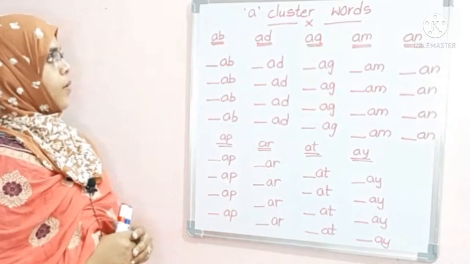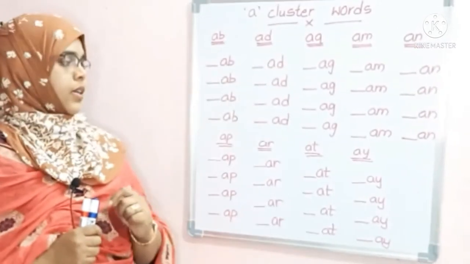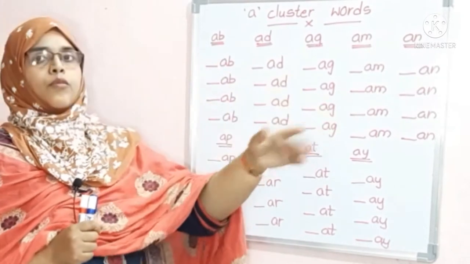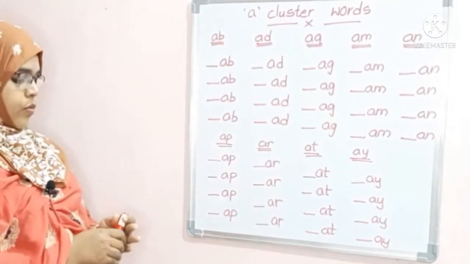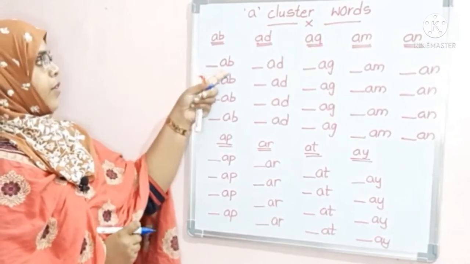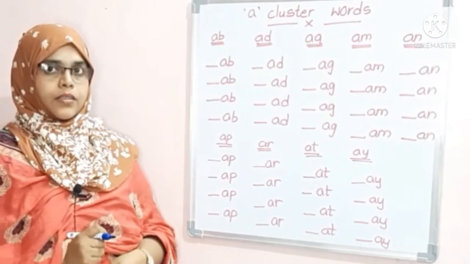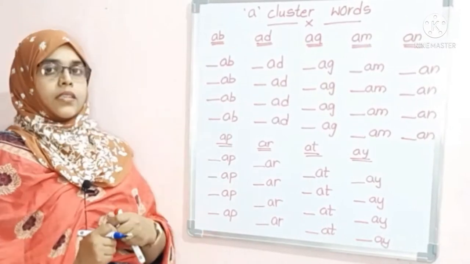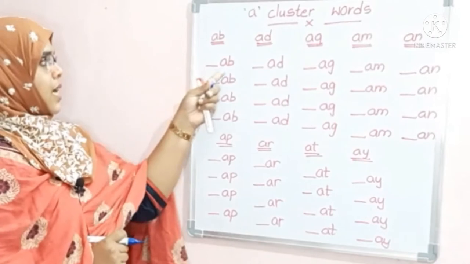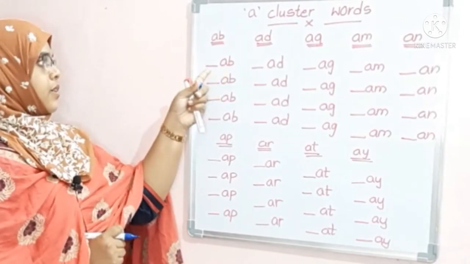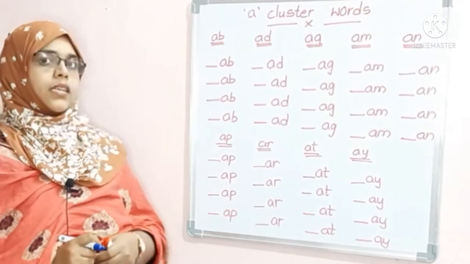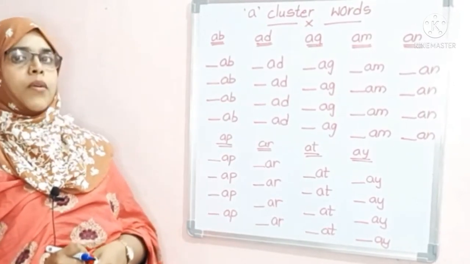Now by using these different clusters we'll be forming different words. Now I'll explain. Here we have the AB cluster. Which cluster is this? This is the AB cluster. To this AB cluster, there is an empty place given to write any letter to form a word.